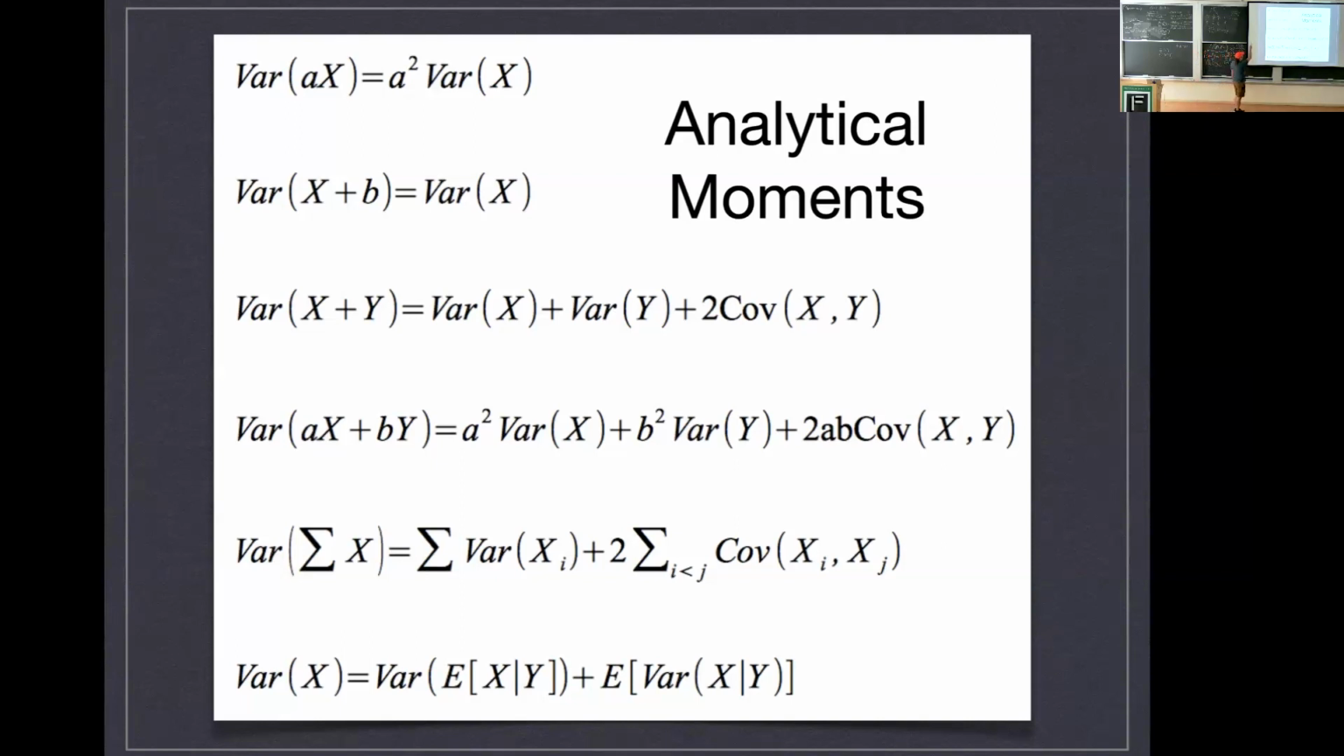So if I want to know the variance of some constant times some random variable x, that's just that constant squared times the variance of x. The variance of a random variable plus a constant is just the variance of that random variable, because constants don't have variance, and so on and so forth. There's a whole set of rules that you can apply. If you can write down your model, you can apply these rules to say what the variance of that model would be.